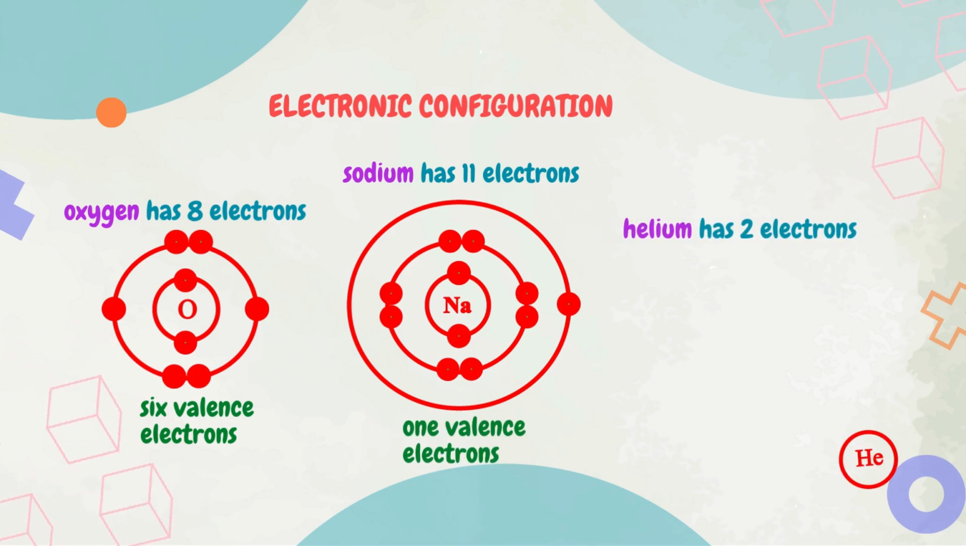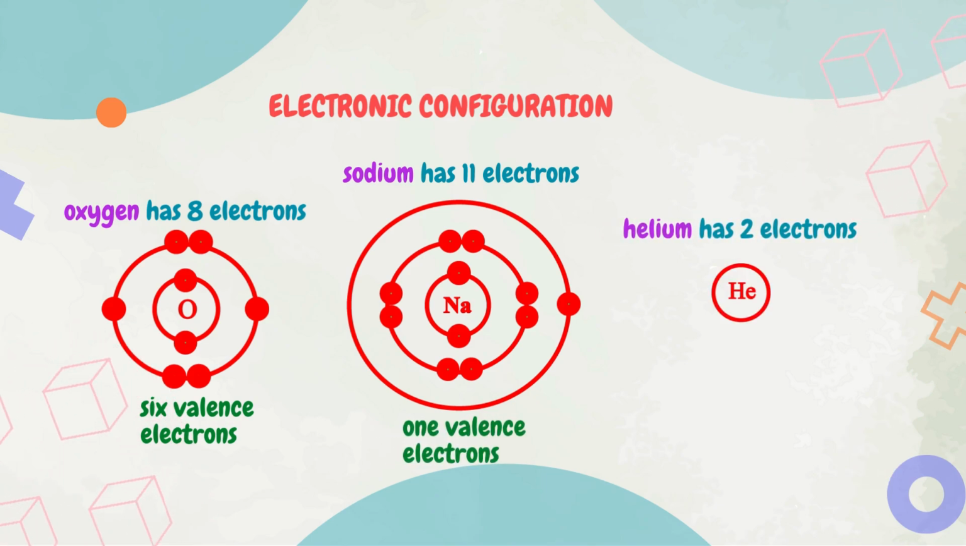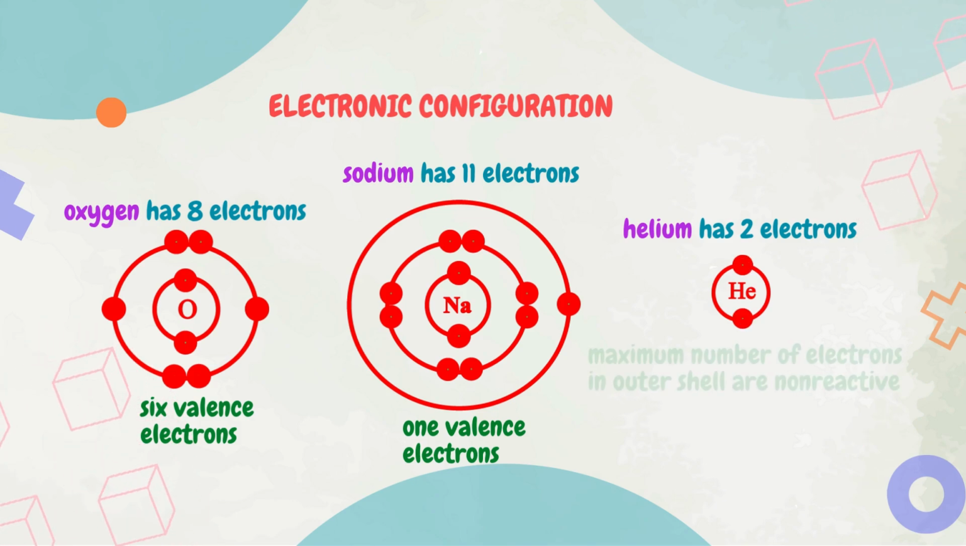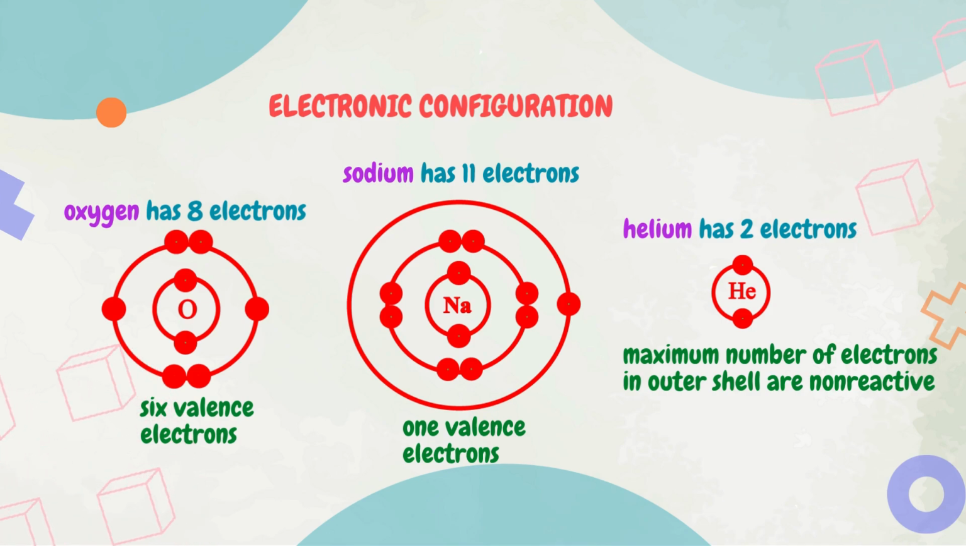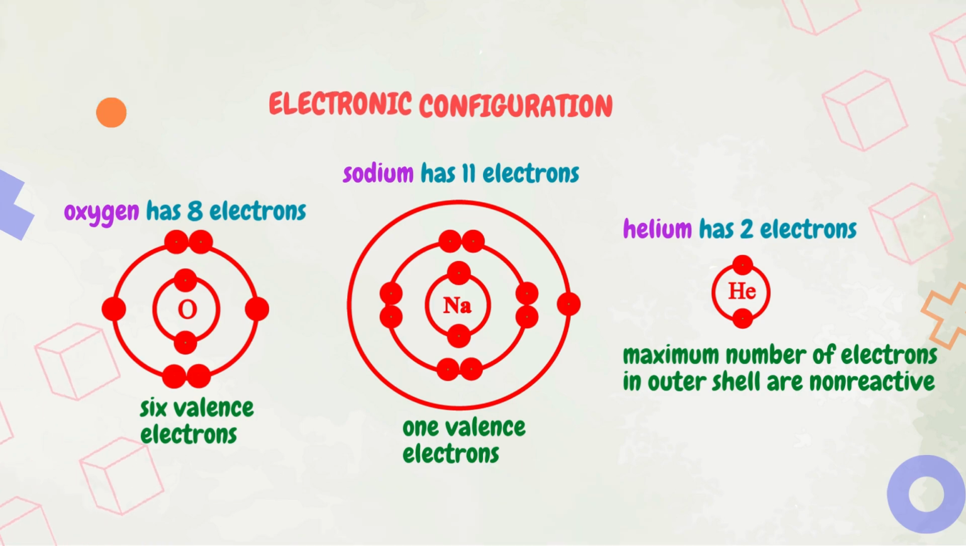Helium has 2 electrons. As the first shell can contain a maximum of 2 electrons, helium has a single shell with 2 electrons in the shell. Any elements that have the maximum number of electrons in the outer shell are non-reactive. They cannot take up or lose any electrons. Therefore, they do not form chemical bonds with other atoms.